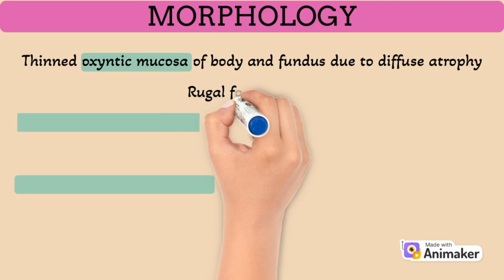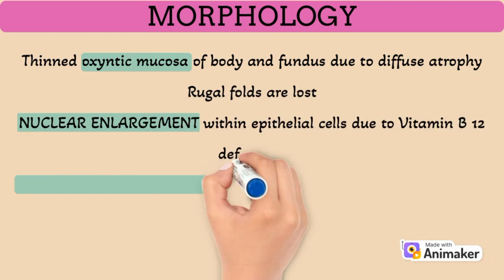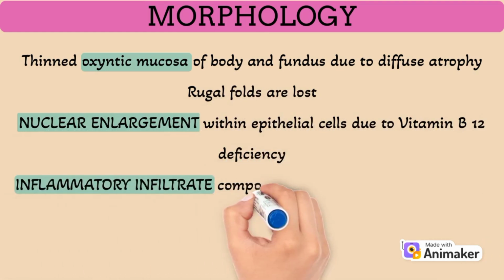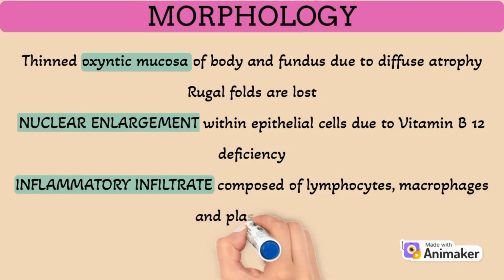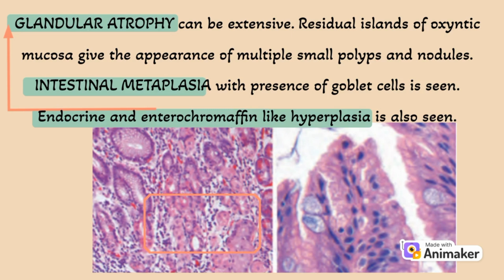Rugal folds are lost. Nuclear enlargement within epithelial cells due to vitamin B12 deficiency. Inflammatory infiltrate composed of lymphocytes, macrophages and plasma cells. Inflammation is deeper and centered on gastric glands. Glandular atrophy can be extensive. Residual islands of oxyntic mucosa give the appearance of multiple small polyps and nodules. Intestinal metaplasia with presence of goblet cells is present. Endocrine and enterochromaffin-like hyperplasia is also seen.